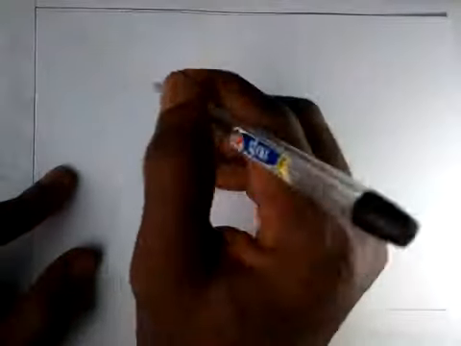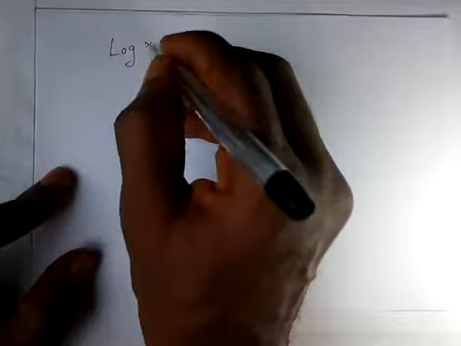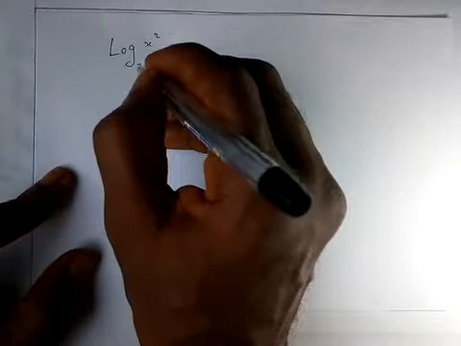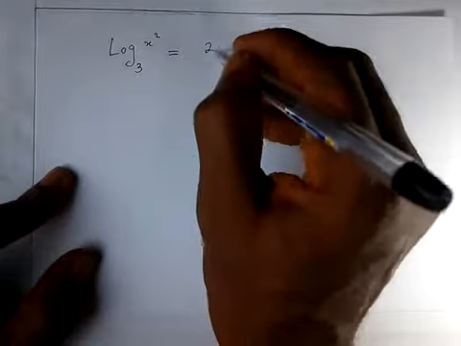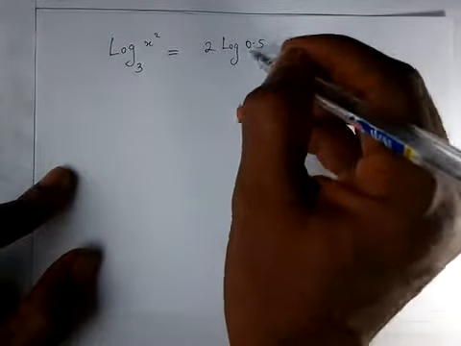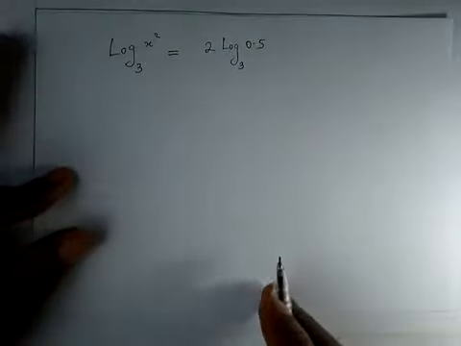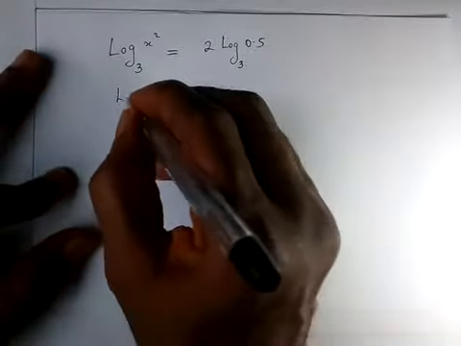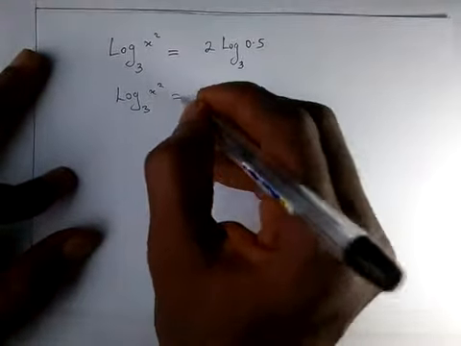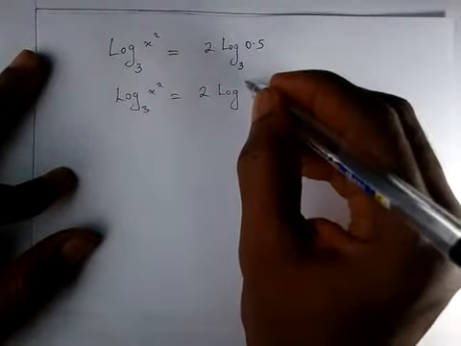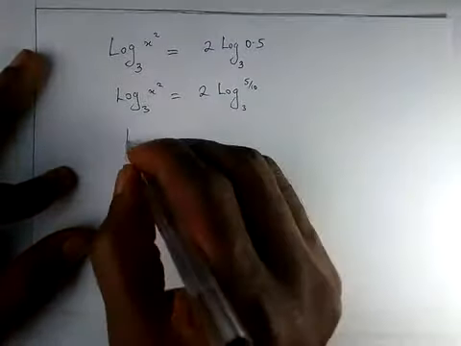Okay, let's see if we can solve one or two more questions before we round off. I'm looking at my time. We are told to solve for x if log x squared to base 3 is equal to 2 log 0.5 to base 3. Okay, this is something as log x squared to base 3 is equal to 2 log, this is 5 over 10, which is 1 over 2 to base 3.